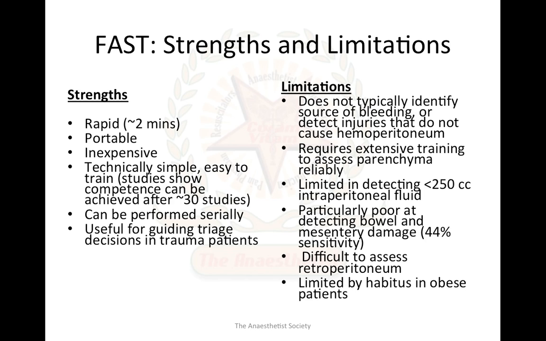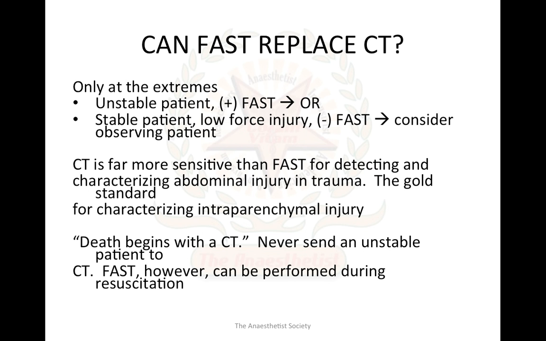It is particularly poor at detecting bowel and mesenteric damage, with 44% sensitivity, and it is difficult to assess the retroperitoneum. If blood is in the retroperitoneum, you cannot assess it with FAST. It is limited by body habitus in obese patients. It is difficult to do FAST in obese patients. With experience you can do it, but if the patient has some air in the subcutaneous tissue because of subcutaneous emphysema, then you cannot do FAST.